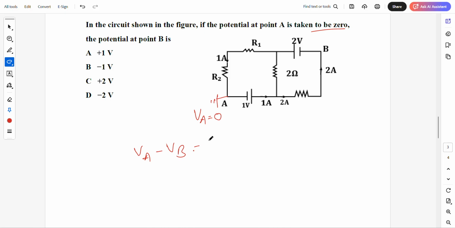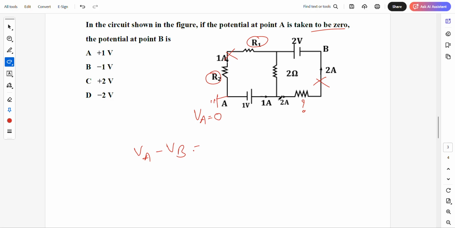How many paths are there from VA to VB? This is one path, A to B. If I go from here, I do not know R2, I do not know R1, so there is no use in moving like this. Because this resistor value is not given, don't take this path. Which is the last path? This path, because I know the value of this one is 2 ohm, as given, and this one. But what is the current here?